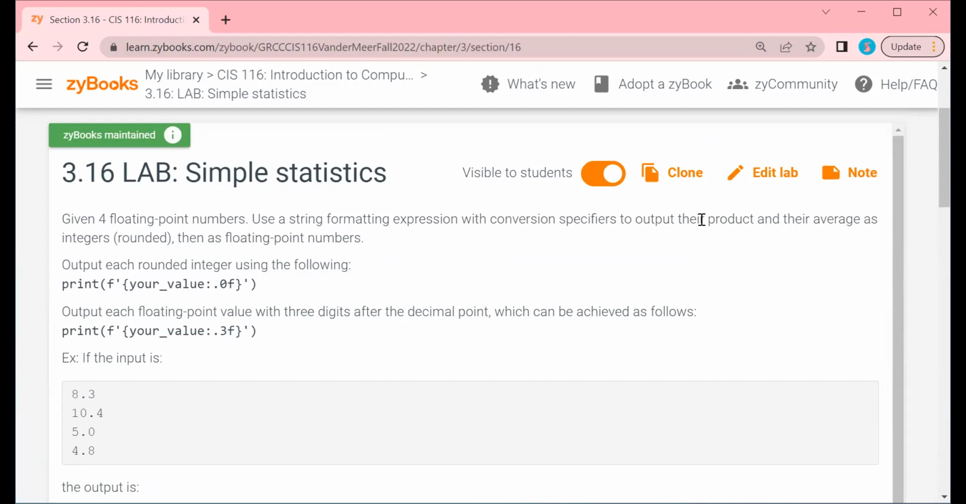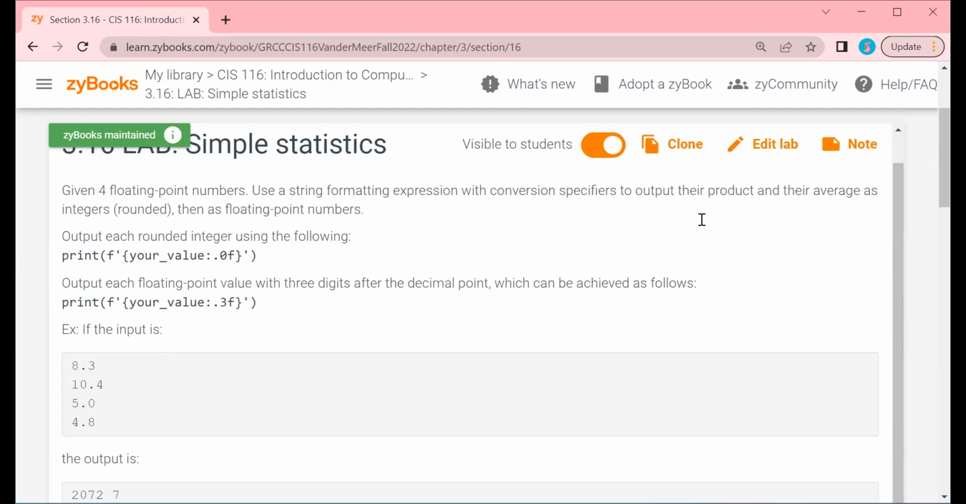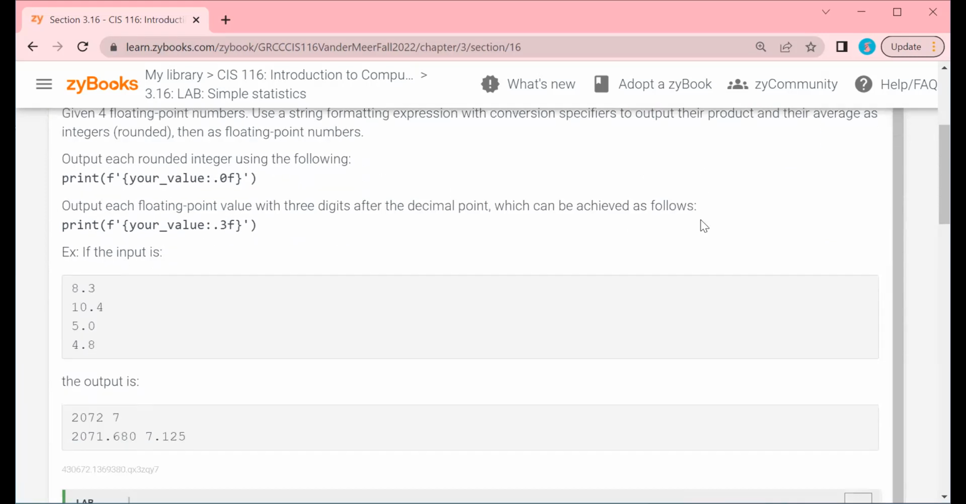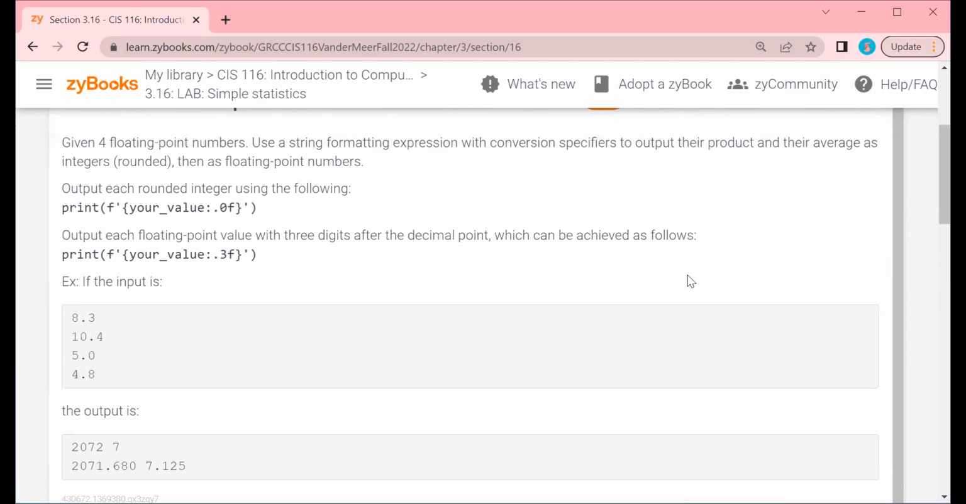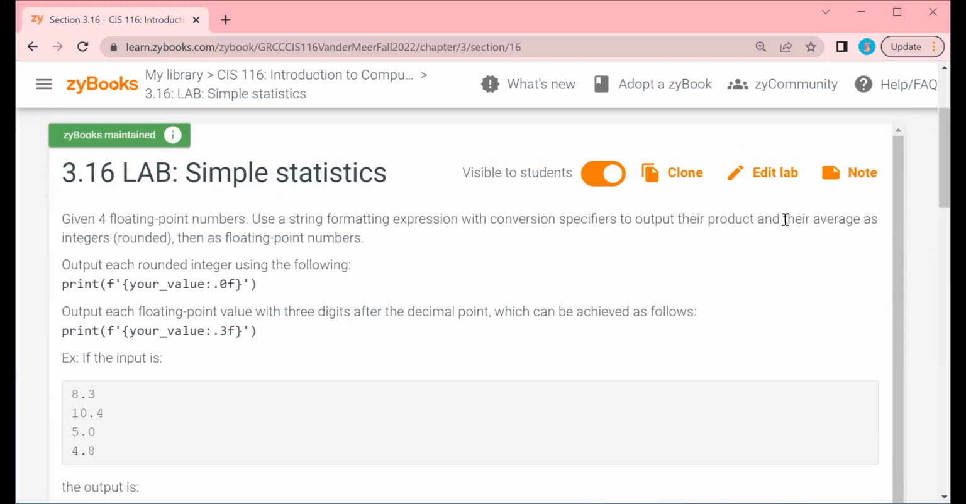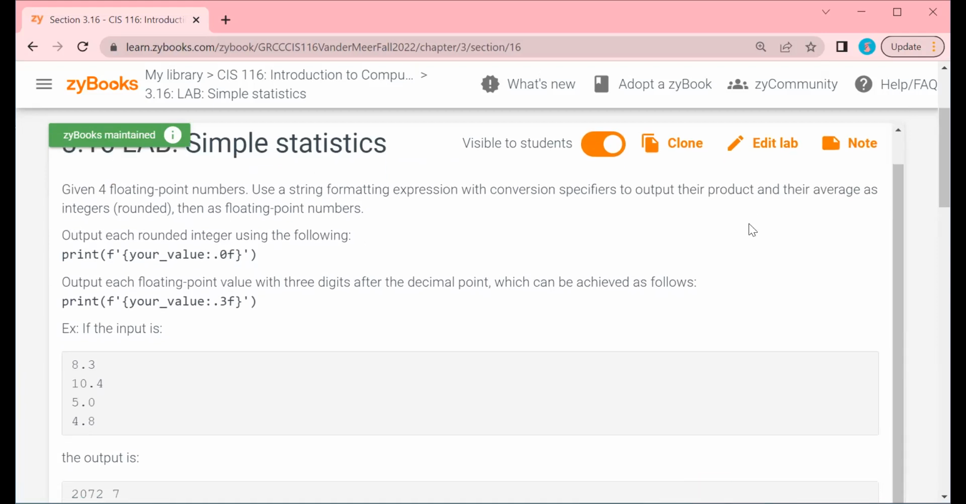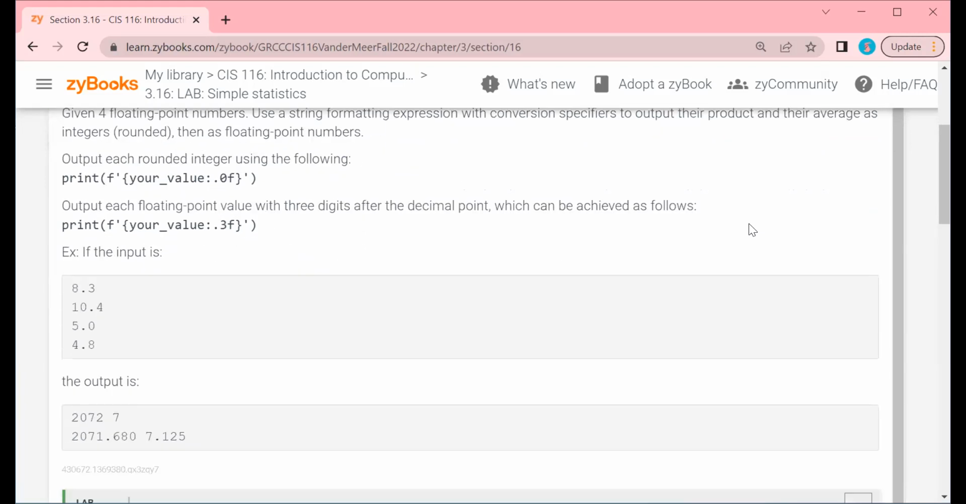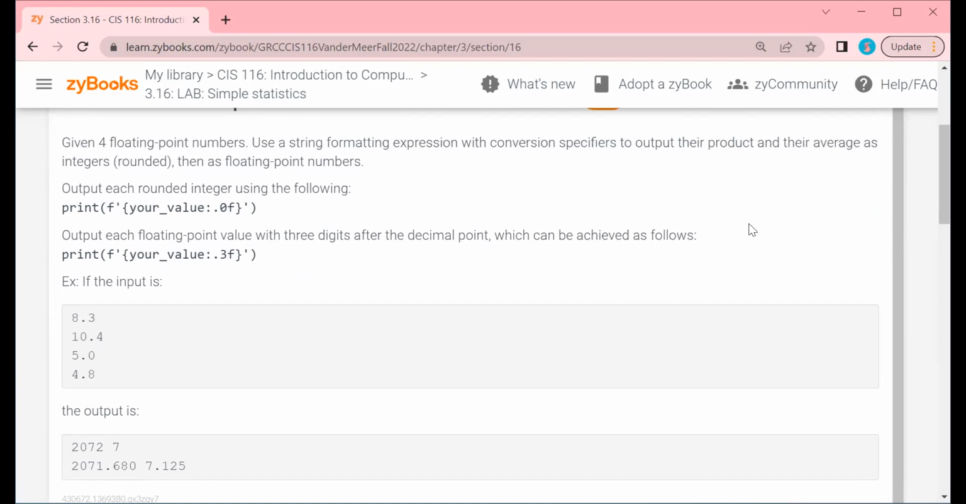So we're doing each number multiplied by each other. Yeah, that would be the product. And then we're doing the average, so rounded to a whole number, and then the average as a decimal. Okay. Oh, so it wants 2 versions of the same answer? Yeah, it looks like it.